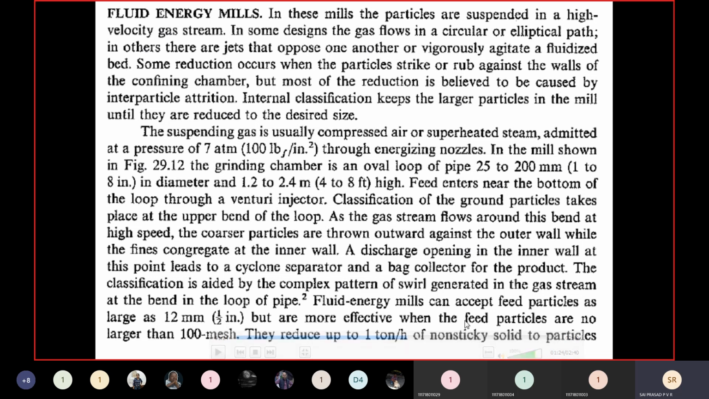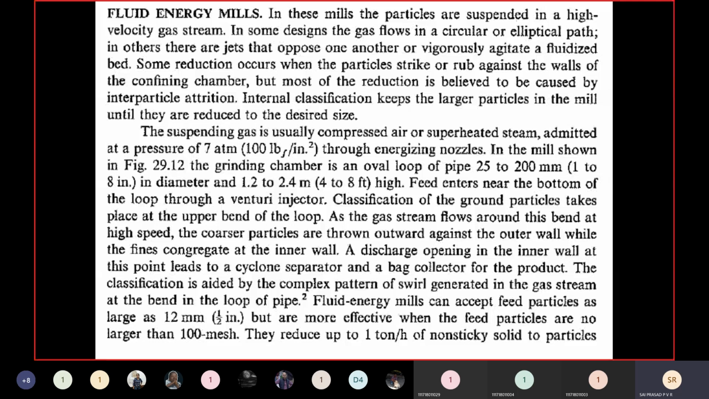Fluid energy mills can accept feed particles as large as 12 millimeters, but are more effective when the feed particles are no larger than 100 mesh. So if you keep 12 millimeter particles, it will also work, but generally we require feed of 100 mesh. So you can imagine in our problems where the 100 mesh screen is.